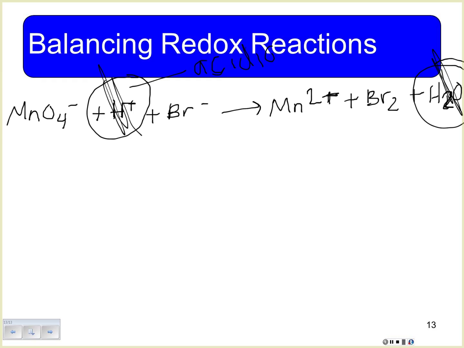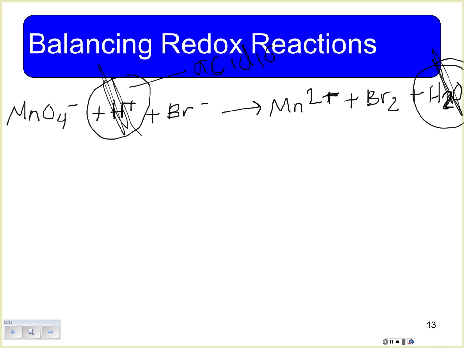Look at your steps, guys. Oh yeah, I think I skipped over that. I'm sorry. Yes, there you go. The only thing you forgot: when you add water, you automatically just added hydrogen. So now you've got to add 8 H+ to this side. Okay, so add 8 H+.